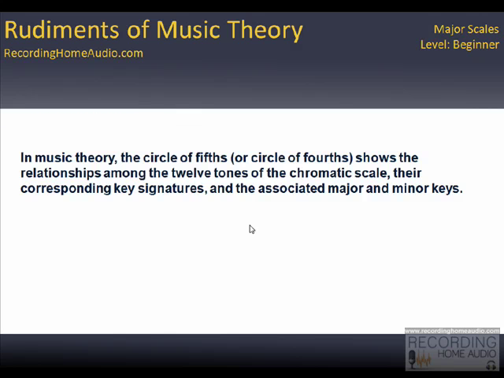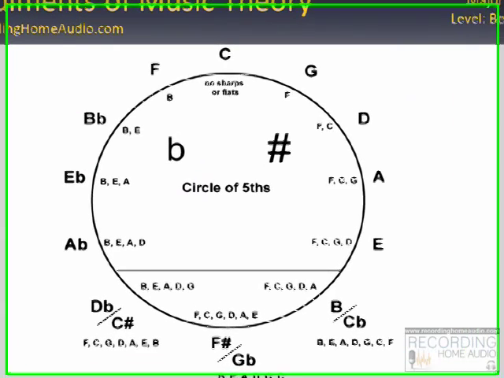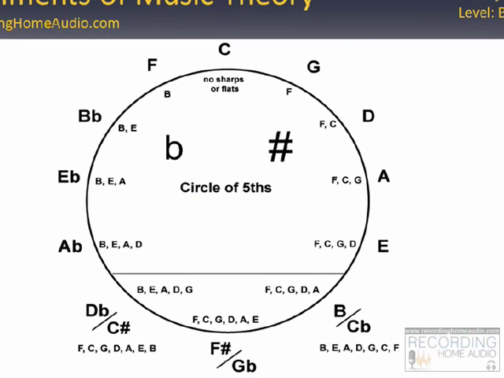In music theory, the circle of fifths, or the circle of fourths, shows the relationships among the 12 tones of the chromatic scale, the corresponding key signatures, and the associated major and minor keys. In this lesson, we're just going to focus on the major keys. And here's the circle of fifths. Now, if you go to recordinghomeaudio.com and do a search on articles, or just search for circle of fifths, you will find this in a PDF, and you can print it out and use it as a tool to memorize when you're playing.